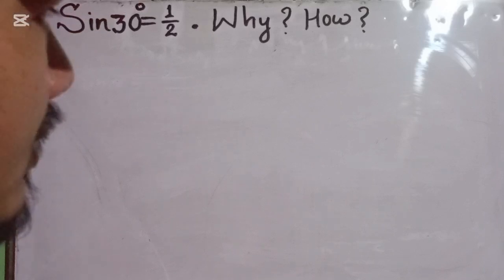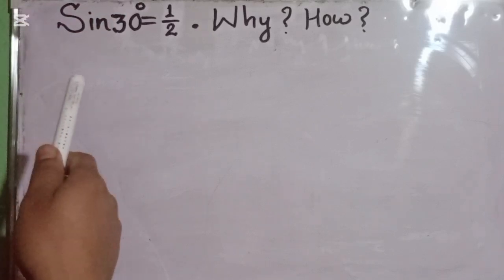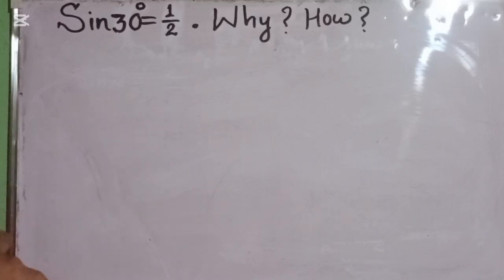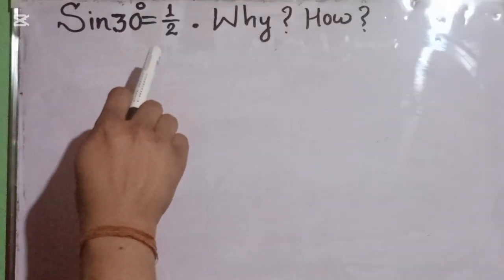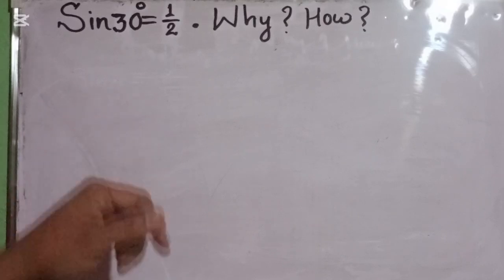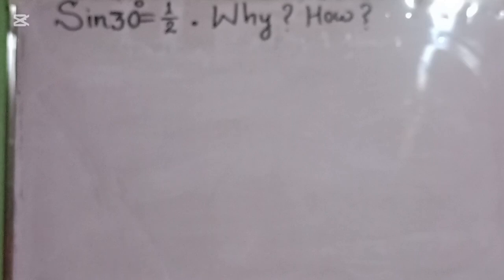Today, I have brought here one question. Sine 30 degree equals 1 by 2. Its value is 1 by 2. Why and how? How it comes and why it comes 1 by 2, I am going to show you here.